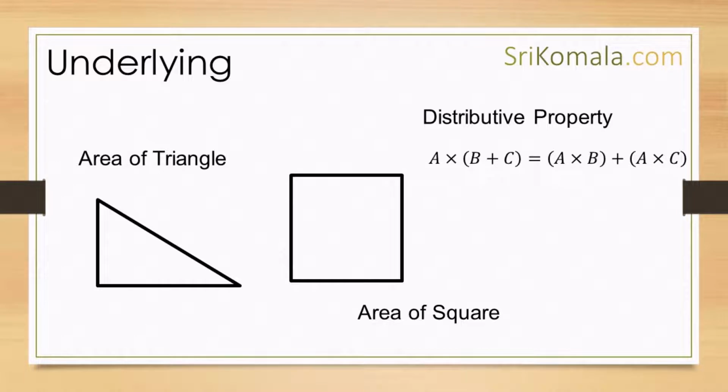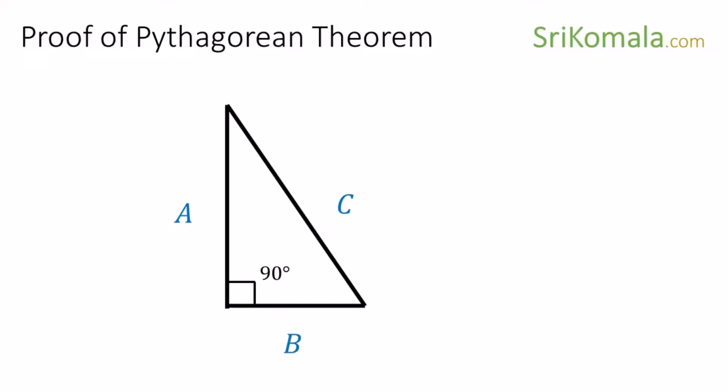In order to prove the Pythagorean theorem, we need to use the proof of the area of a square, the area of a triangle, and the distributive property in addition and multiplication. We have provided the proofs in our previous videos. Please find the links in the monitor to access the video.